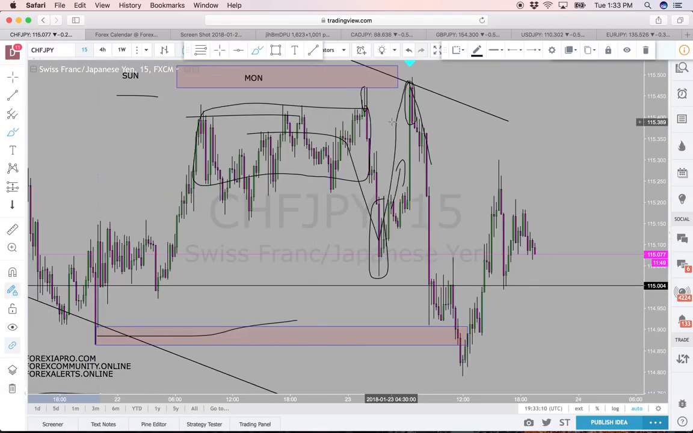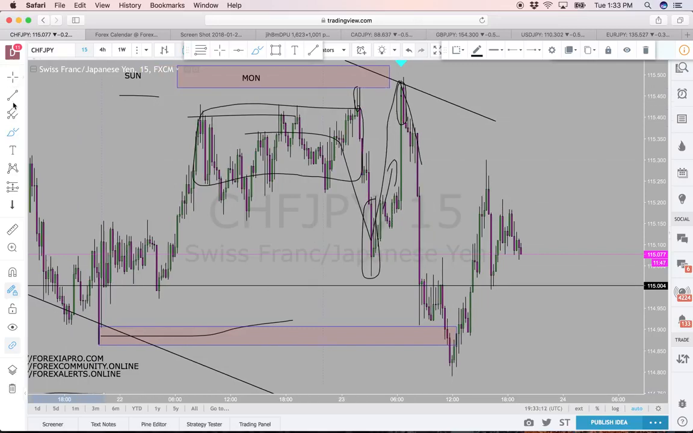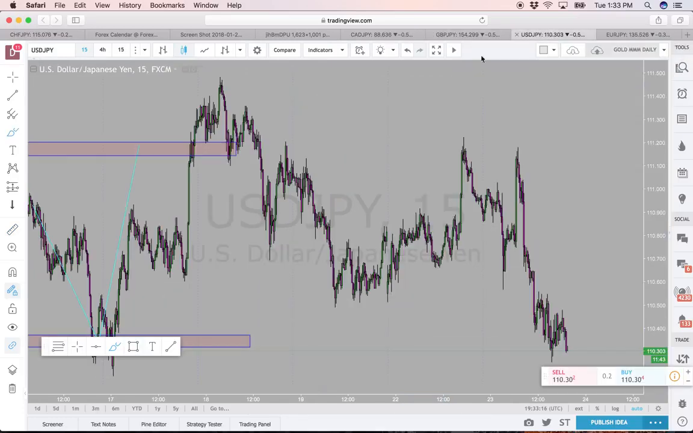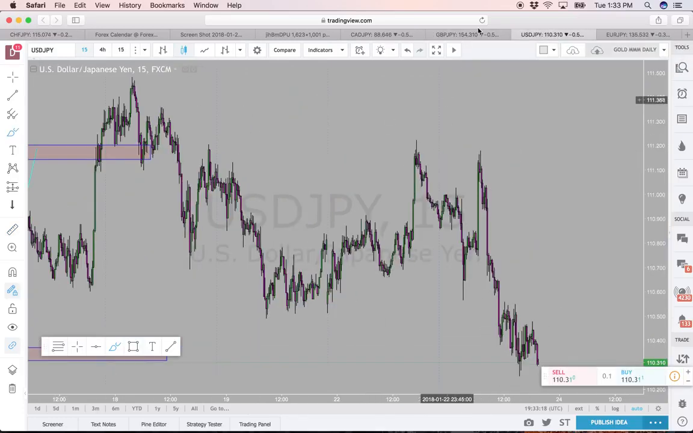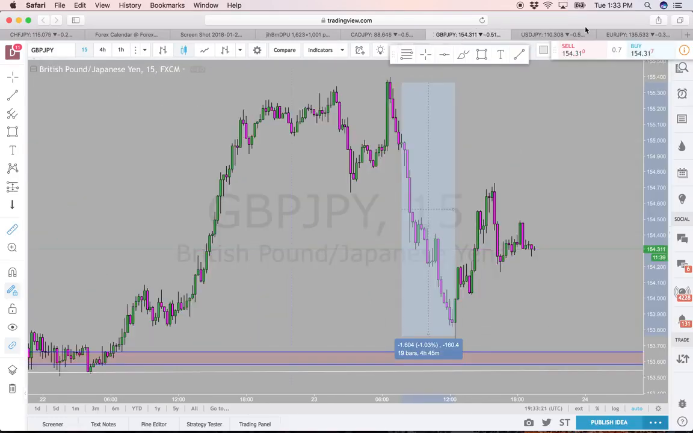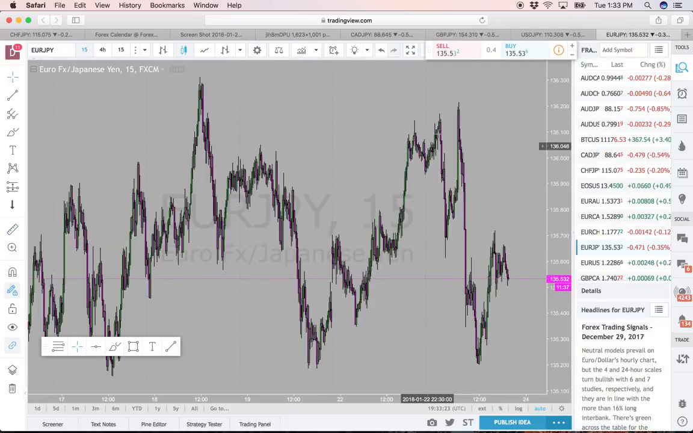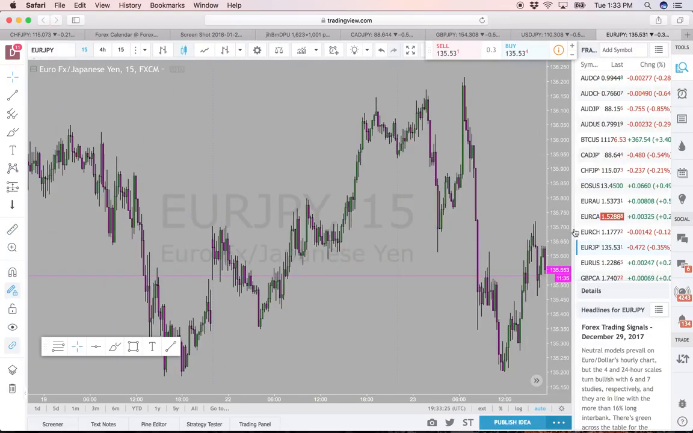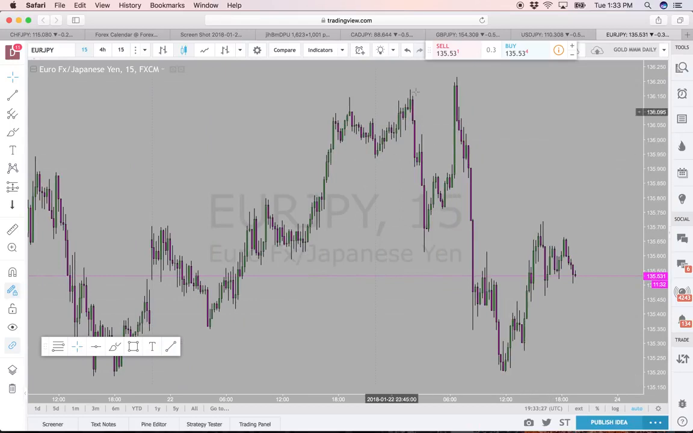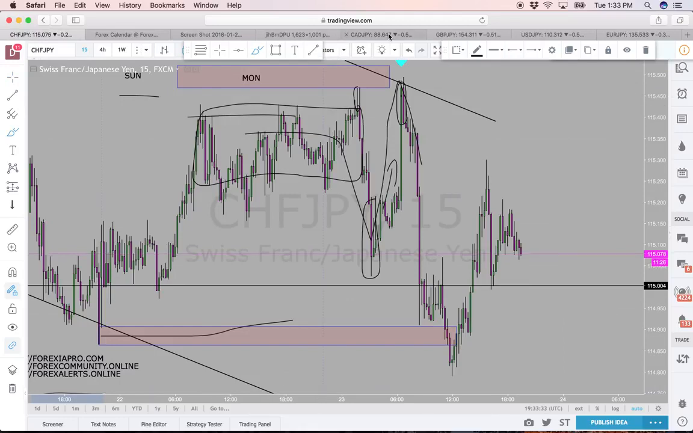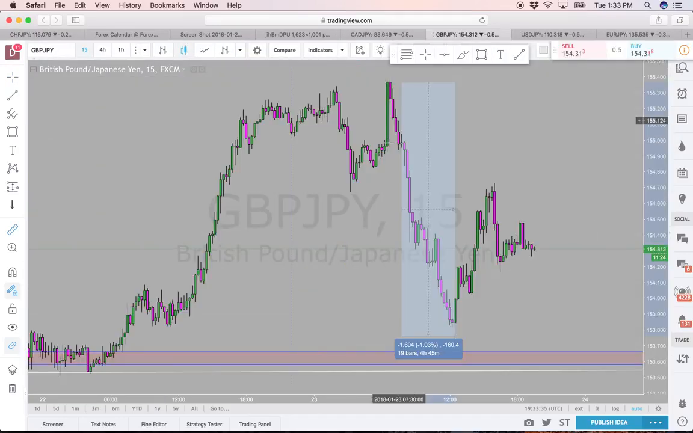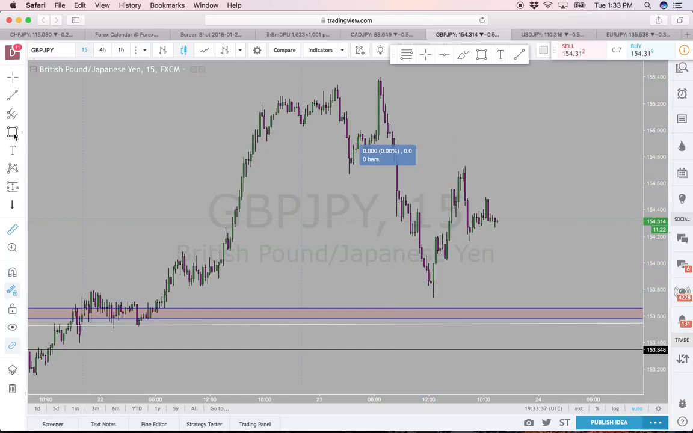And you could have taken that on any of these JPY pairs that offered, for example, USD JPY, GBP JPY, Euro JPY. They all offered basically the same exact structure, the same exact moves. So GBP JPY, the same thing.